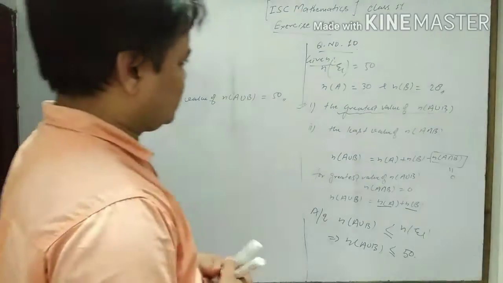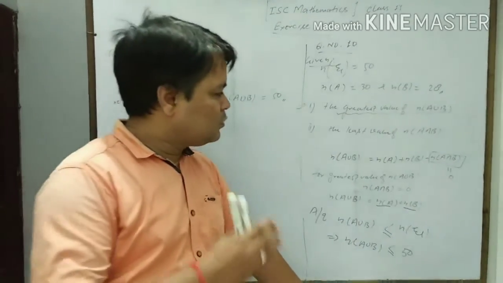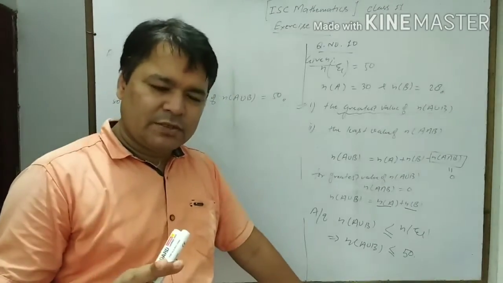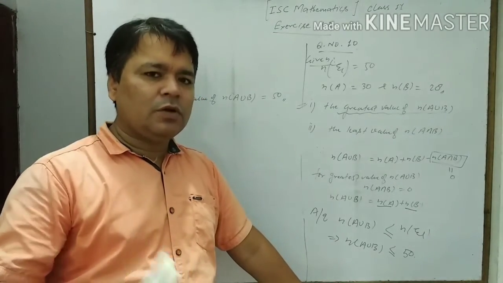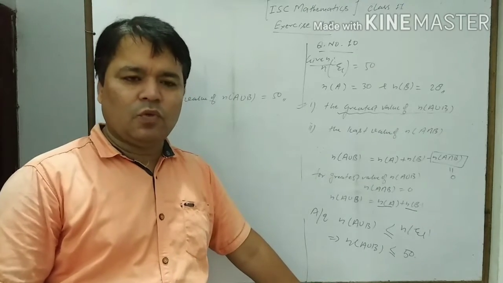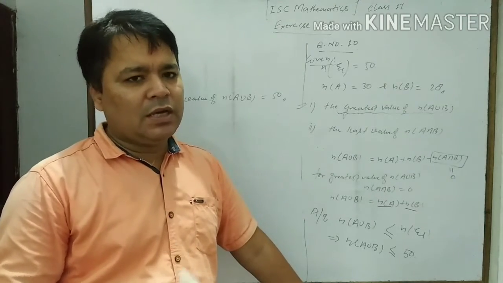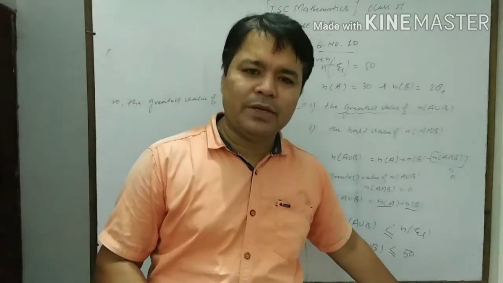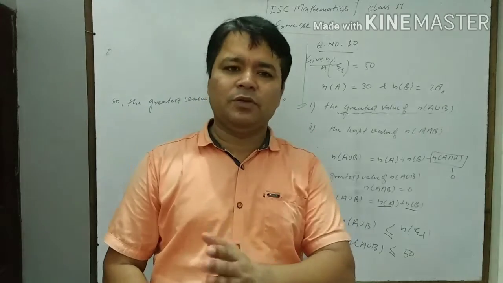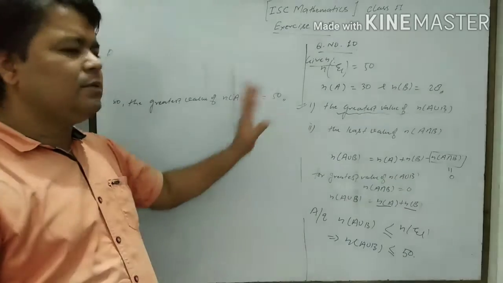This is the solution. Exactly for this question, we do not have any formula. We have to use a concept. And which concept? The union of two sets either will be equal to the universal set or a subset of the universal set. Therefore, in this case, the total number of elements of A union B either will be equal to the number of elements of the universal set or less than the number of elements of the universal set. But here the question is the greatest value, therefore the greatest value of this will be 50.